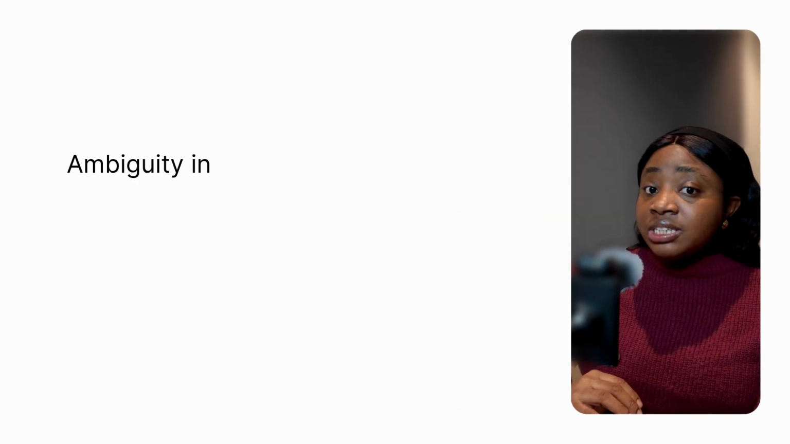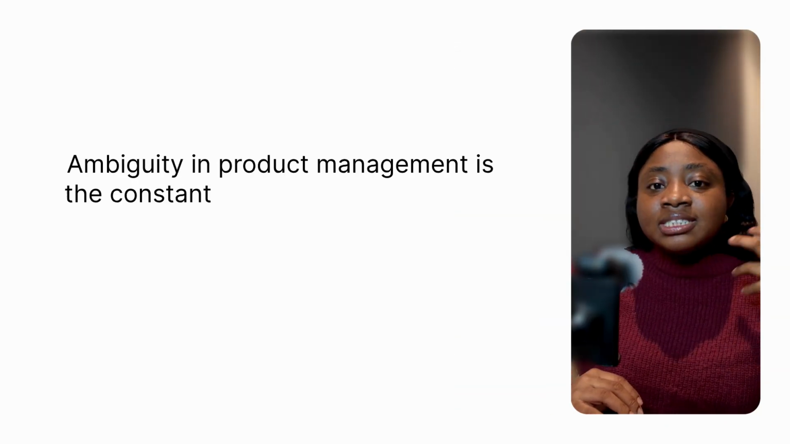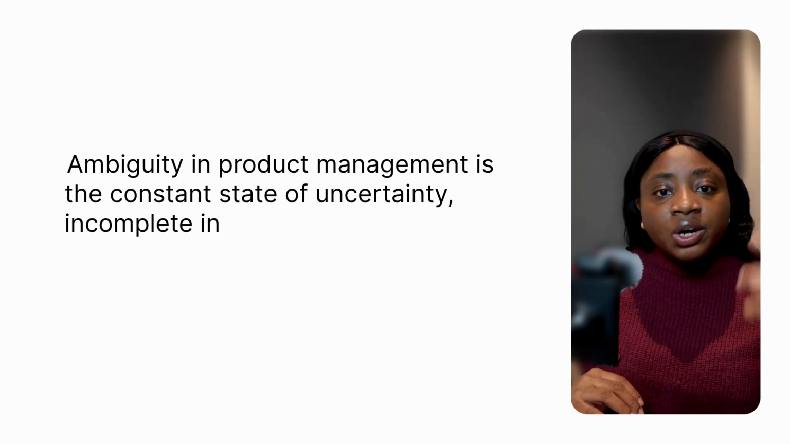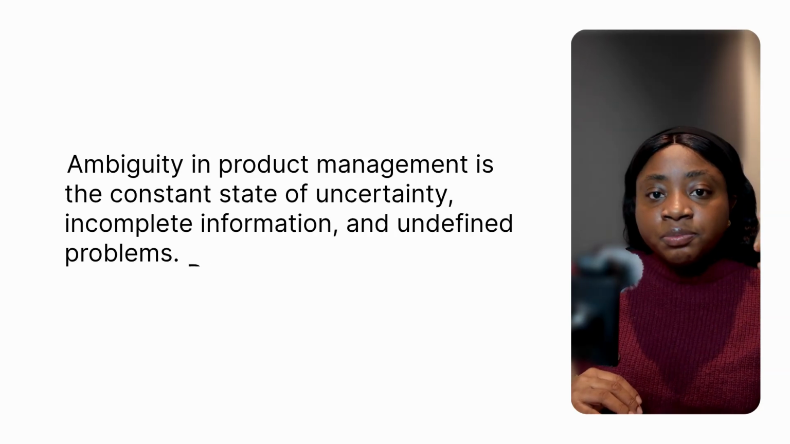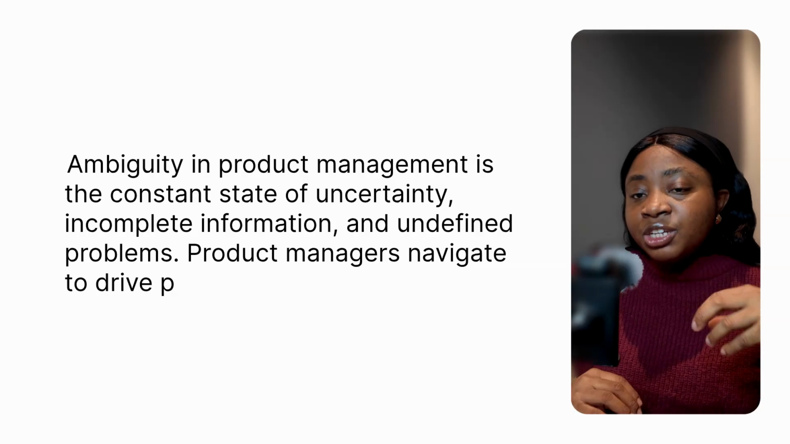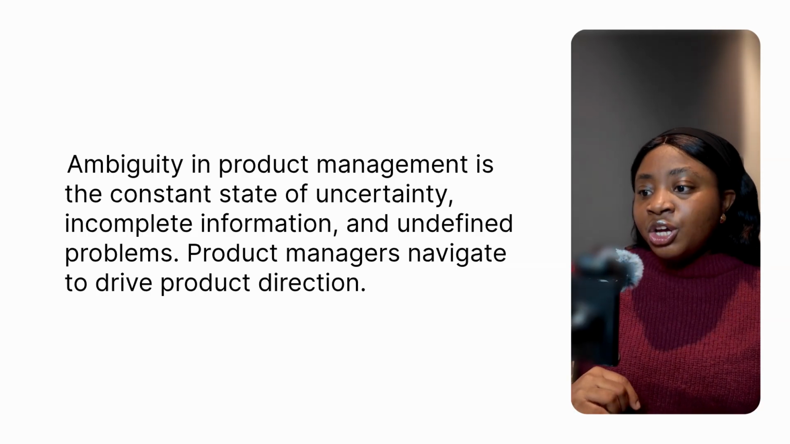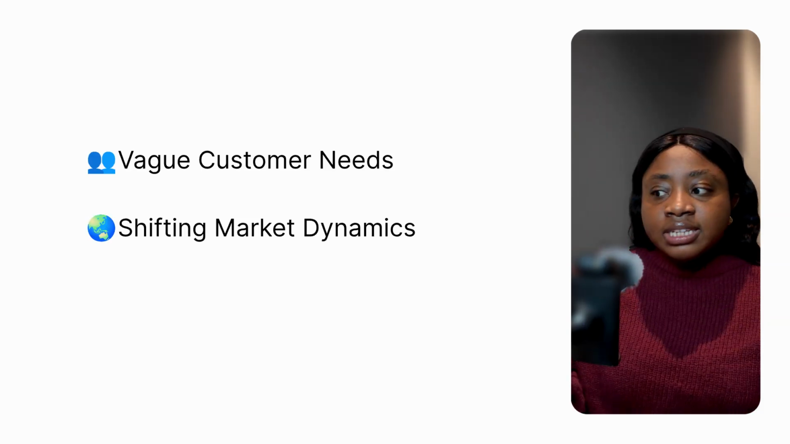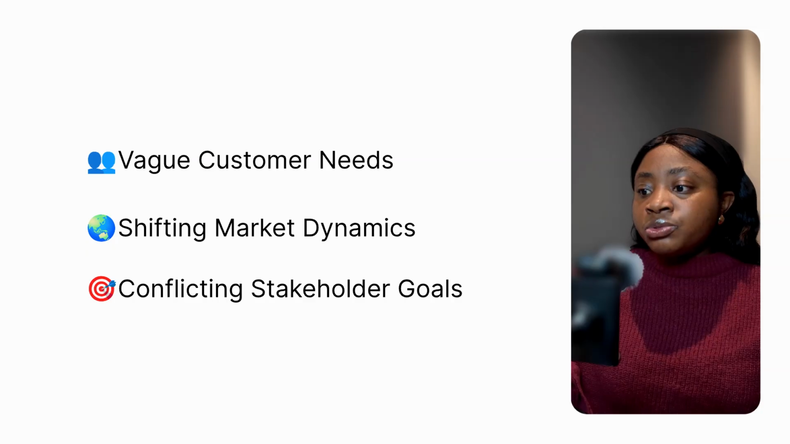And today, I want to walk you through how I've been able to handle ambiguity as a product manager and how you can do the same with confidence and ease. Before we get right into it, I want to quickly define the term ambiguity, especially within the context of product management. So ambiguity in product management is the constant state of uncertainty, incomplete information, and undefined problems product managers navigate to drive product direction. It arises from things like vague customer needs, shifting market dynamics, and conflicting stakeholder goals.